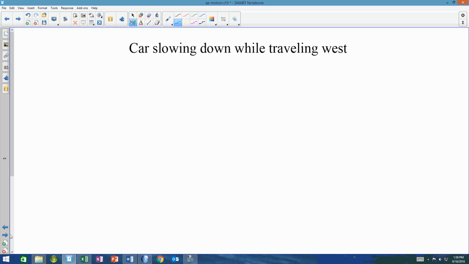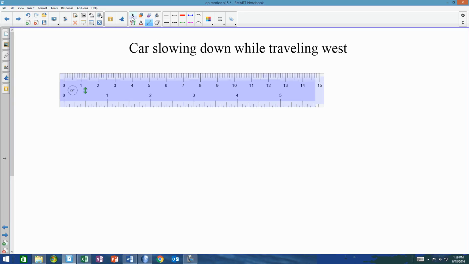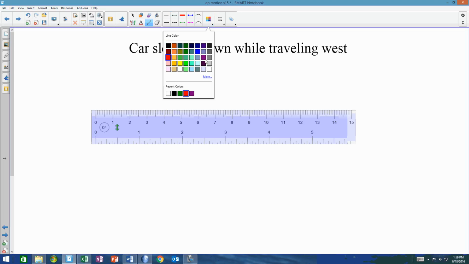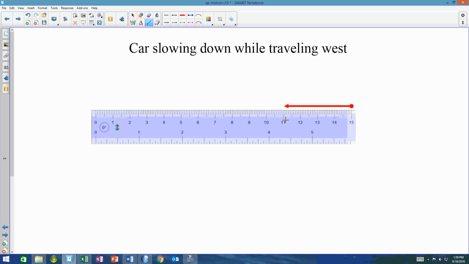We have a car slowing down while going west. Okay, so now what I'm going to do is get out my ruler. So there's my ruler. And now I'm going to draw my velocity vectors going west, and I'm going to draw them getting smaller because I'm slowing down. So I'm going to start out by drawing my first velocity vector 4 long, and then I'm going to draw the next one 3 long, and then I'm going to draw the next one 2 long. I'm missing one.